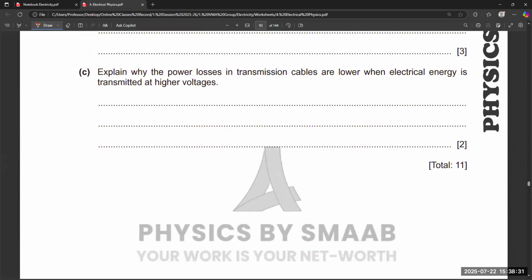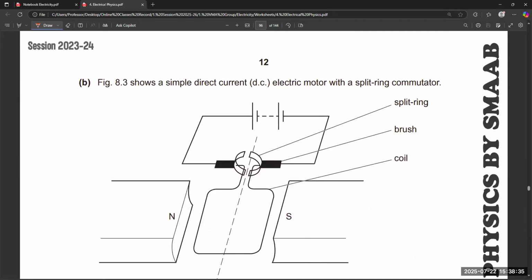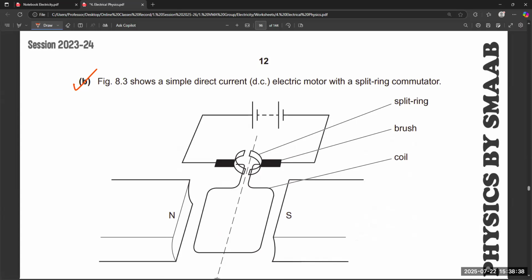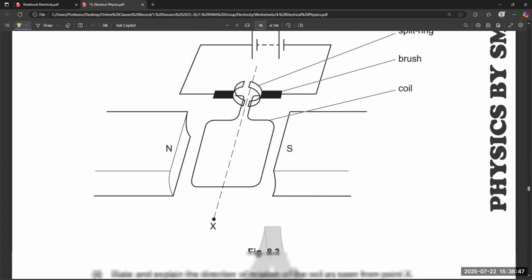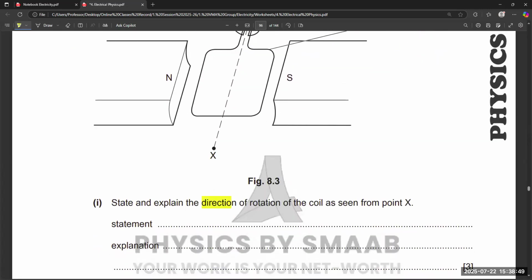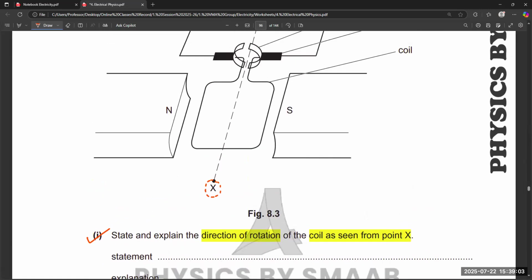In the same way, the next part is the B part. This B part of the question shows a simple DC motor, again the same pattern, with a split ring commutator. State and explain the direction of rotation of the coil as seen from point X. Again, if we observe from point X, this is the same type of question, so we have to write a statement and explanation.